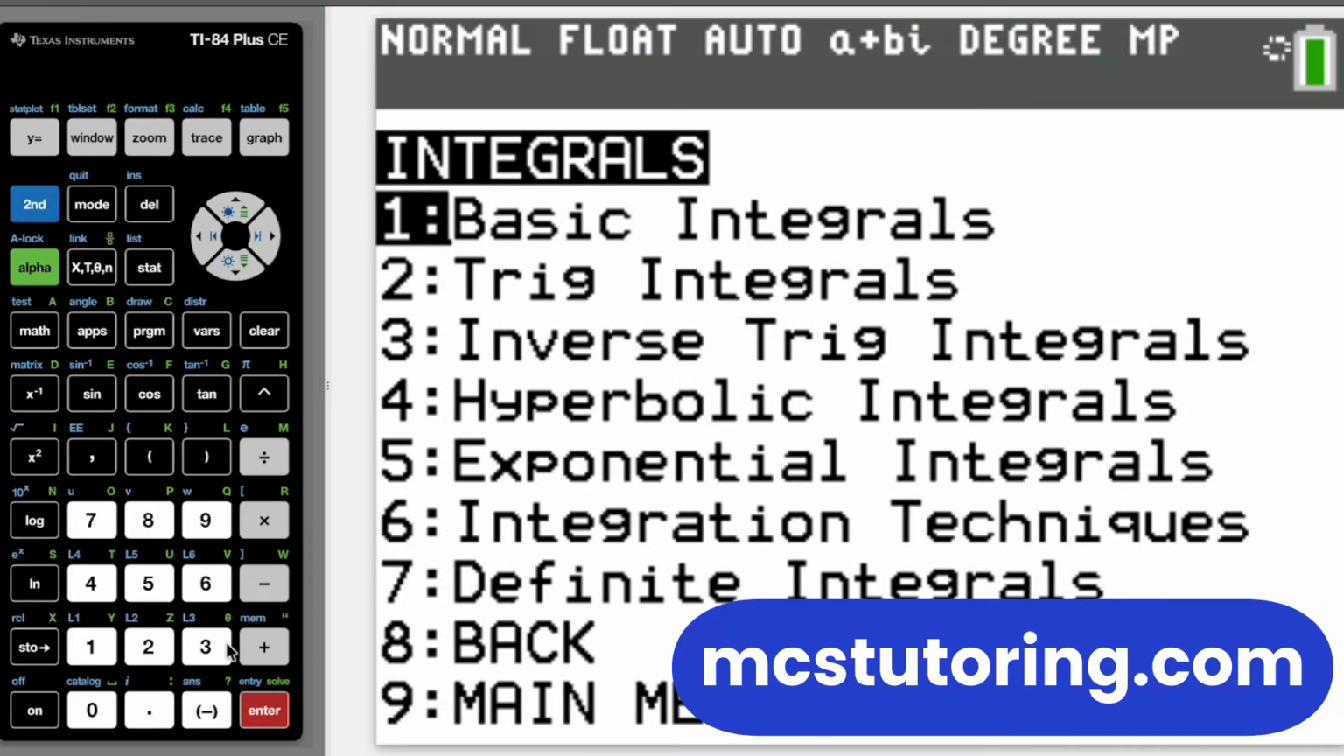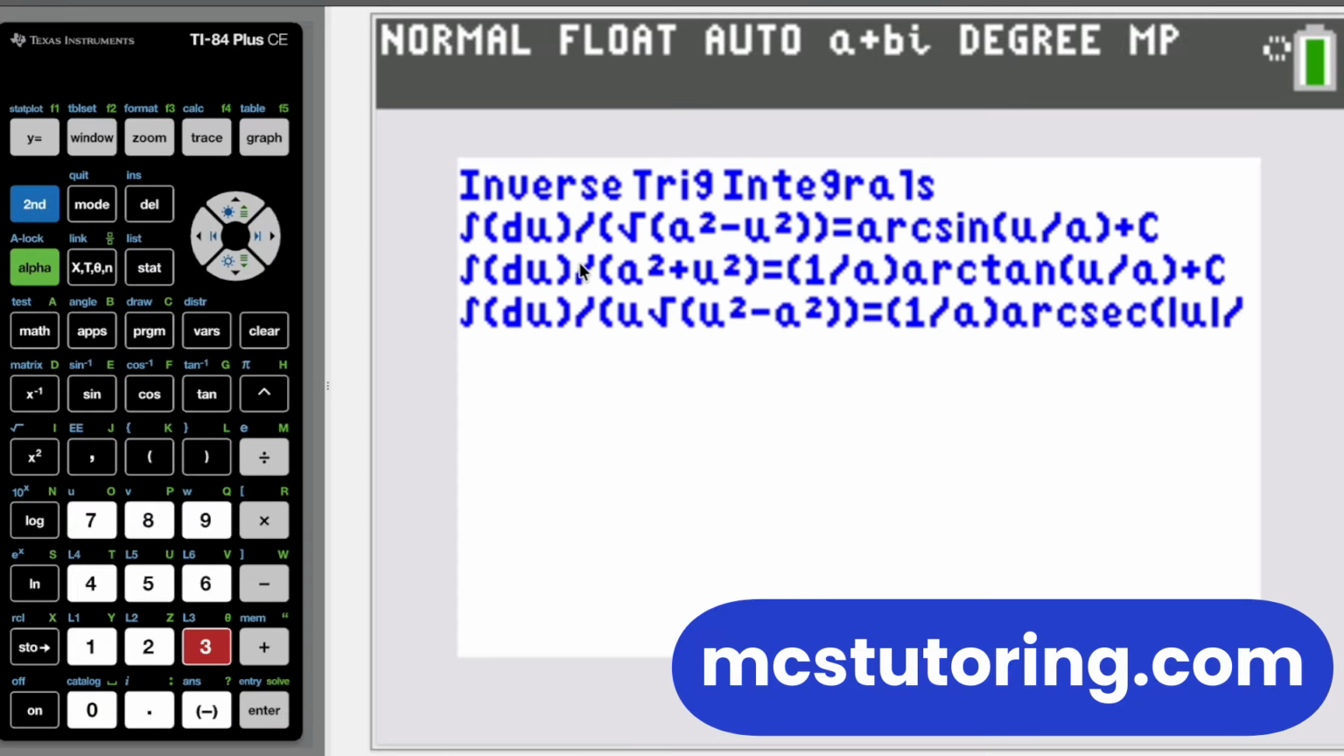We're going to go to inverse trig integrals. So if you have the integral of du divided by the square root of a squared minus u squared, it's arcsine of u over a plus c. So remember, arcsine is the same thing as inverse sine. Sometimes it's called arcsine. And then we go on.